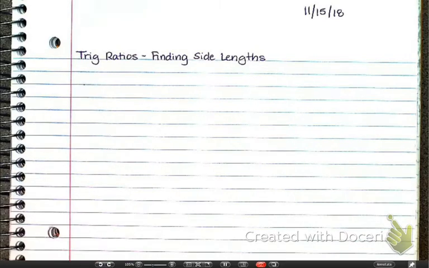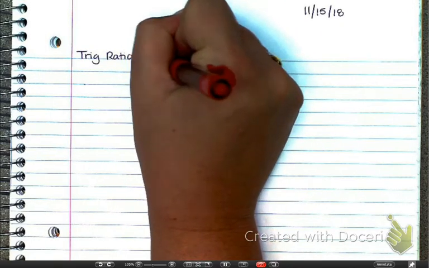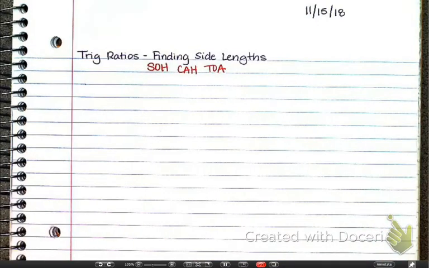Okay. Acronym. I'm going to write it right at the top just because I want to have it on my paper. So SOHCAHTOA. If you remember SOHCAHTOA, you can set up every single problem because it tells you how to do it, right? Sine, cosine, tangent, and it tells you what side you need.